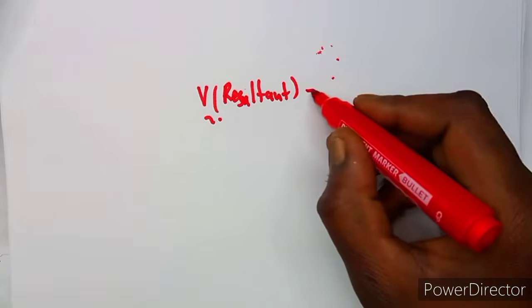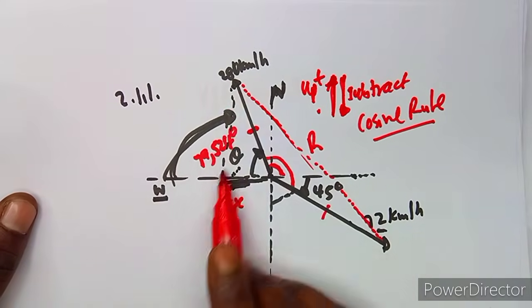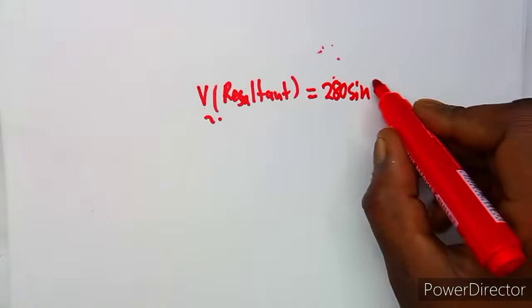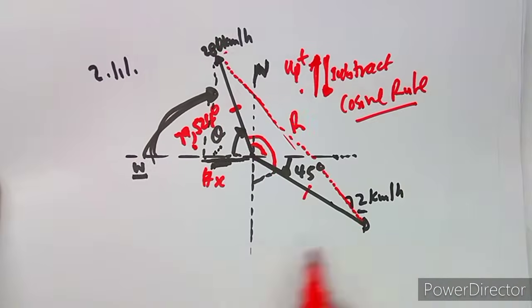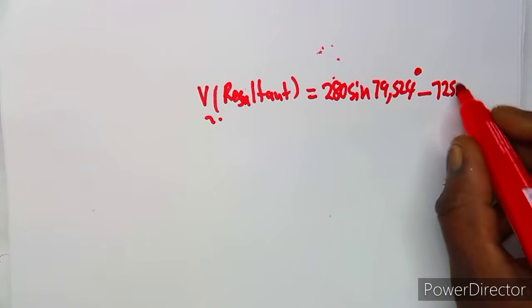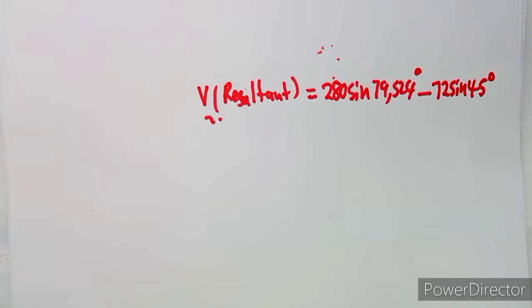So which means you're going to have something like this. For the velocity, the vertical component is going to be 280 sine of this angle, 79.524 degrees, minus... This one is in the vertical, but as you can see, it's in the negative region, so it's going to be minus 72 sine 45 degrees. This one is for the wind. It makes sense that it's for the wind, so it's going to subtract, because it's opposing what we are supposed to have.